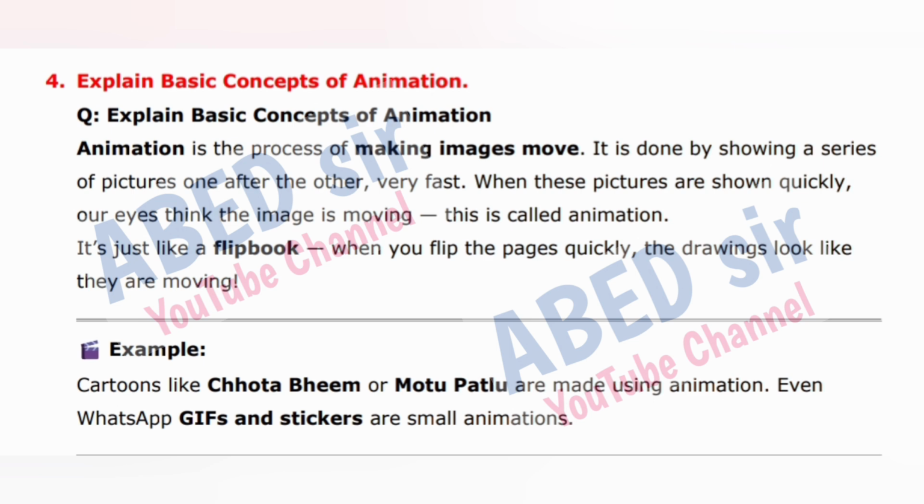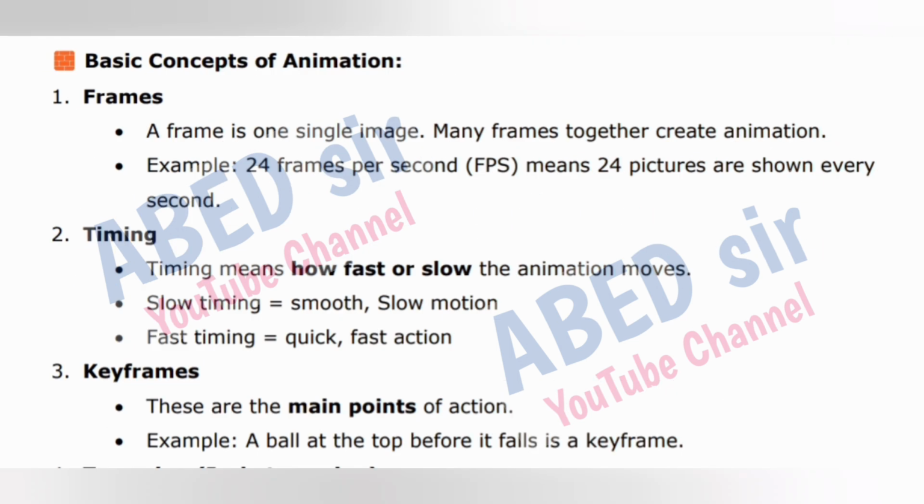Example. Cartoons like Chhota Bheem or Motu Patlu are made using animation. Even WhatsApp GIFs and stickers are small animations. Basic concepts of animation. 1. Frames. A frame is one single image. Many frames together create animation.